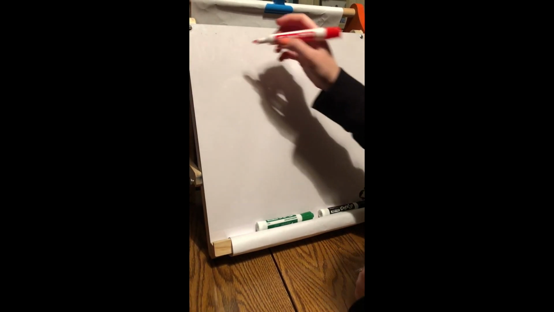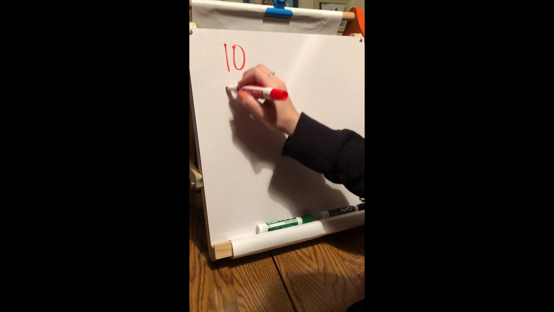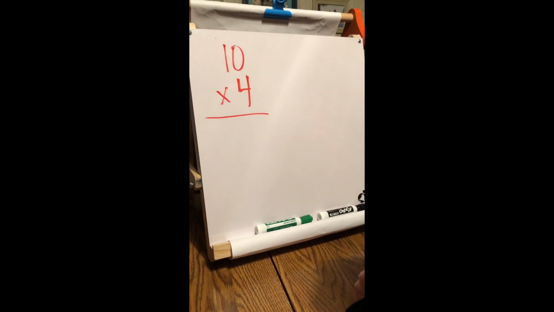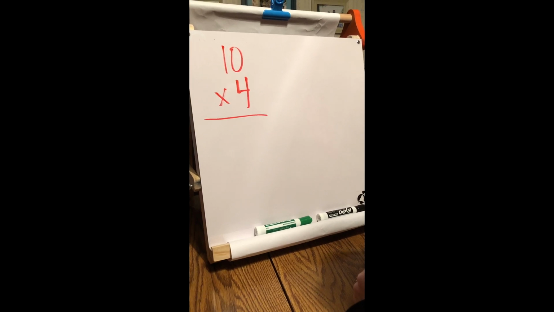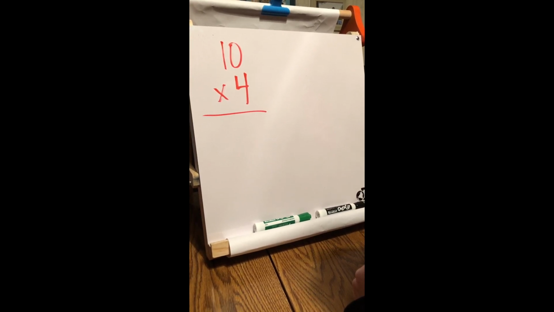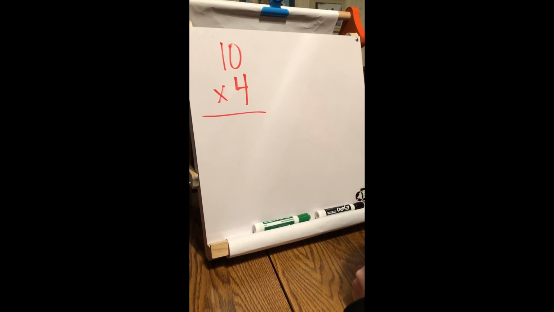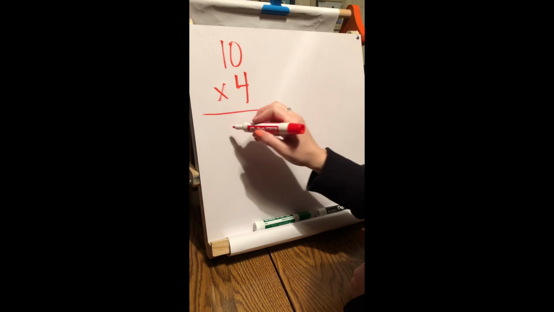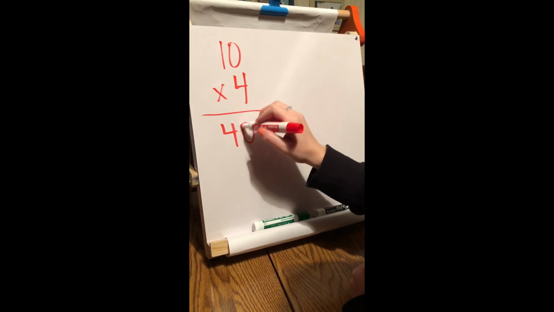It is 10 times 4. So our first factor is 10, and right away that should tell you skip counting because you're all really great at skip counting by 10. So you should just skip count by 10 4 times. So we'd say 10, 20, 30, 40. So our product is 40.